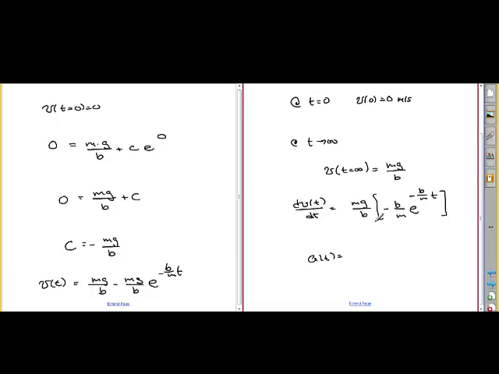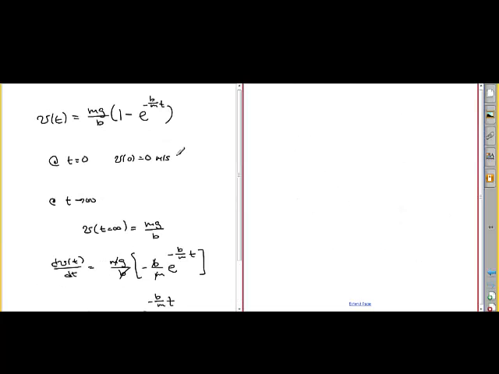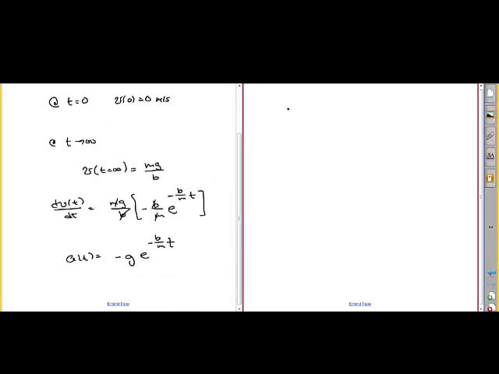So the acceleration is a function of time. The b's cancel out, the m's cancel out. I get negative g e to the minus b over m t. So at t equals 0, a is equal to negative g e to the 0, because the exponent becomes 0, and e to the 0 is 1, so at t equals 0 the acceleration is negative g.